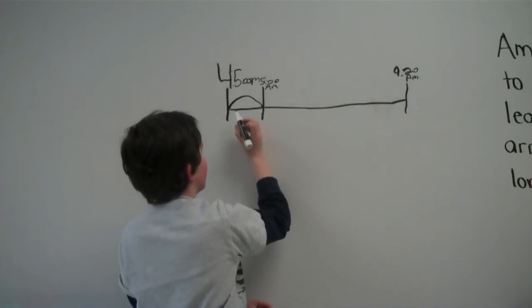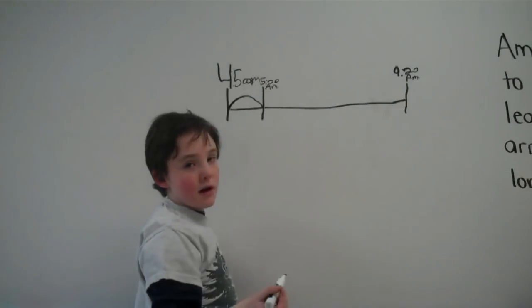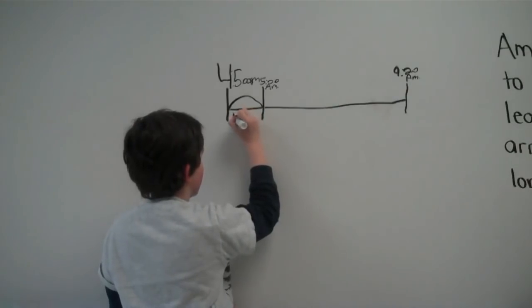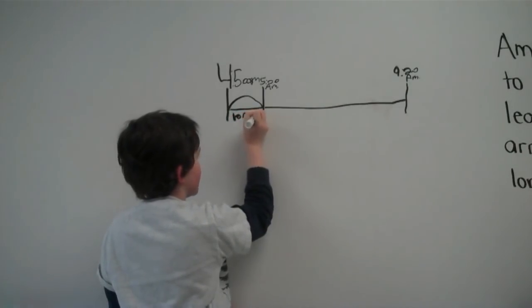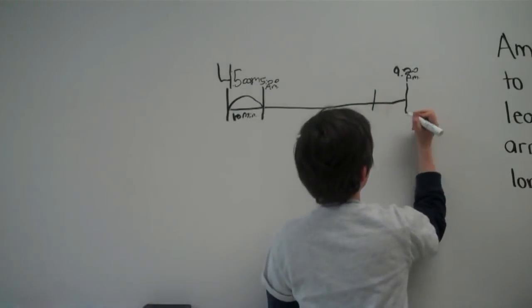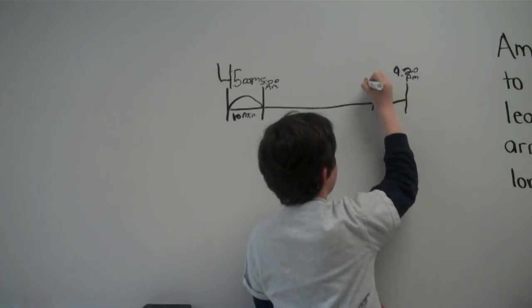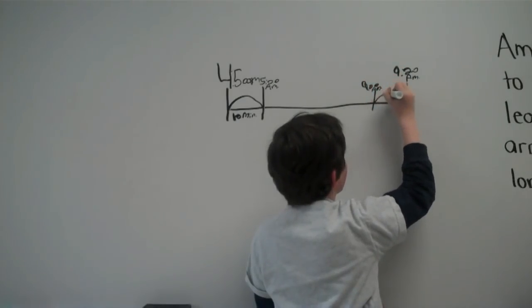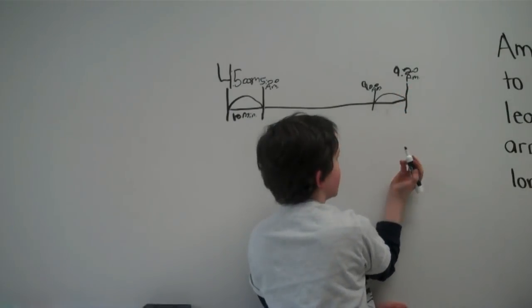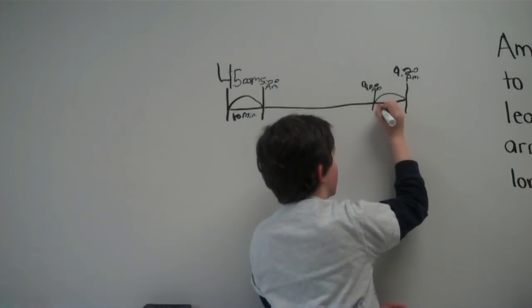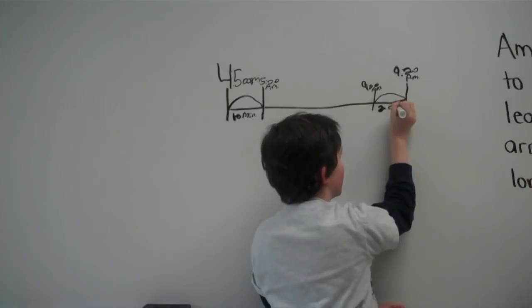Now I have to figure out how long from 4:50 to 5 o'clock, how many minutes between them? 10 minutes. And then I'm going to figure out the hour before 9:20, which is 9 o'clock p.m. Now I have to figure out how many minutes between 9 o'clock and 9:20. That is 20 minutes.